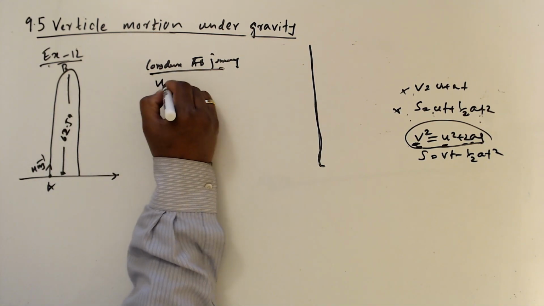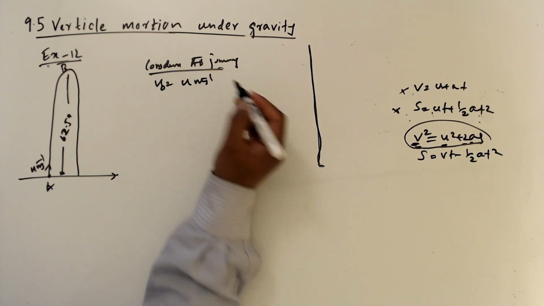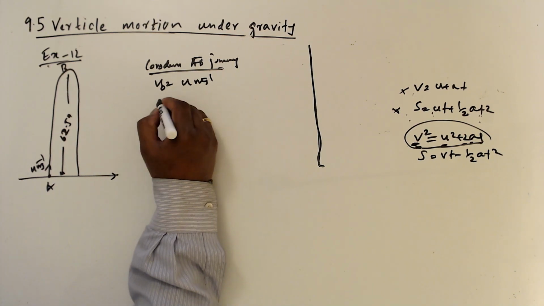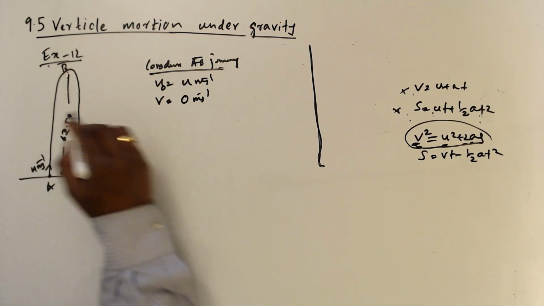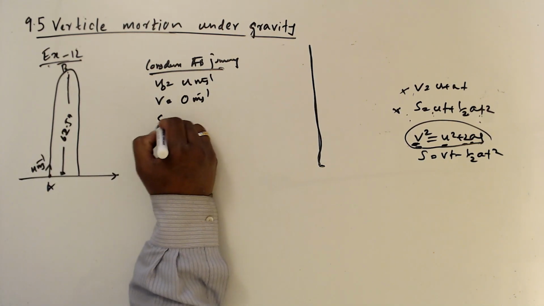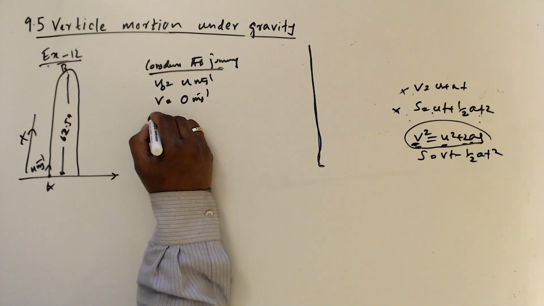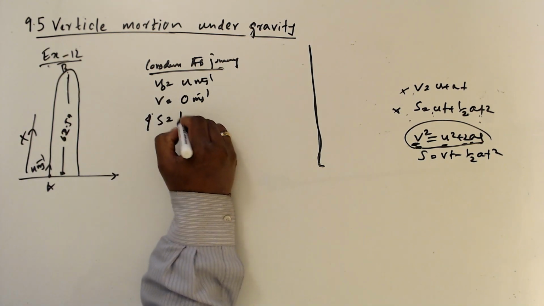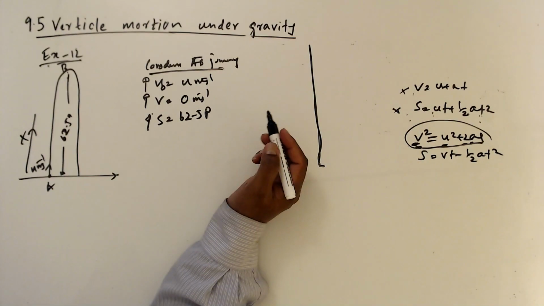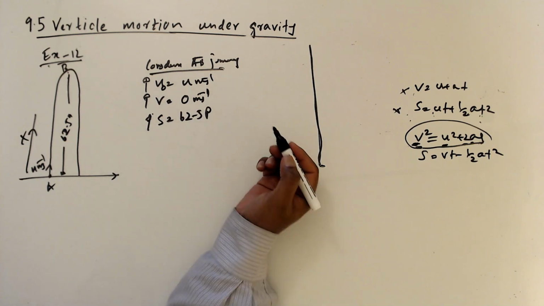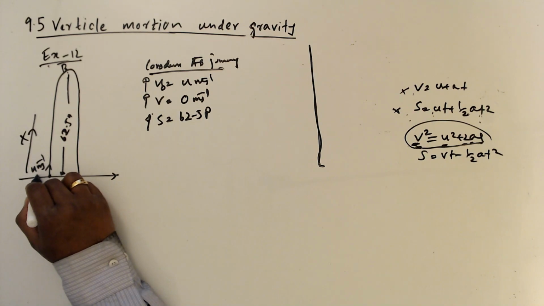For the A to B journey, U is U. So if you want, U naught is U m/s; it's up to you. And V is, we know, 0 m/s at the top, and S is given, so this is the positive side, 62.5. So U is in this direction, we can write it in this direction, it doesn't matter, it's 0. And now we need to find U.